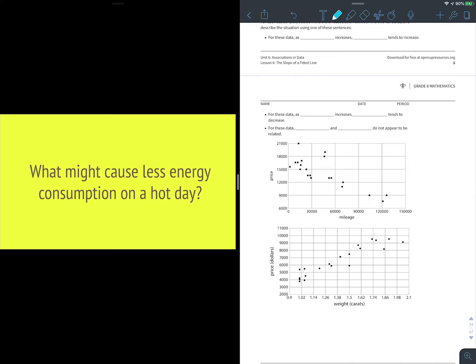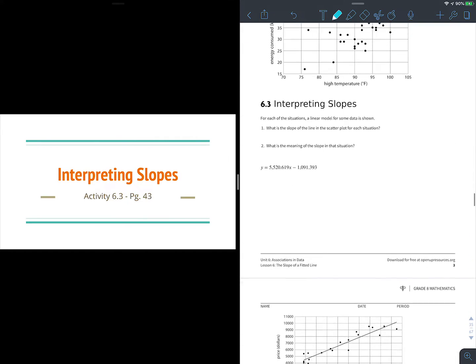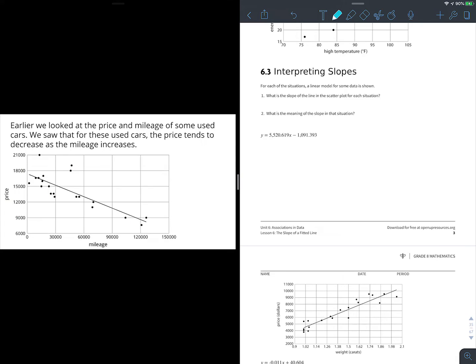Okay, so now that we've looked at those comparisons, we're going to move into actually interpreting some slopes, which you are going to find on page 43. Earlier, we looked at the price and mileage of some used cars. We saw that for these used cars, the price tends to decrease as the mileage increases.